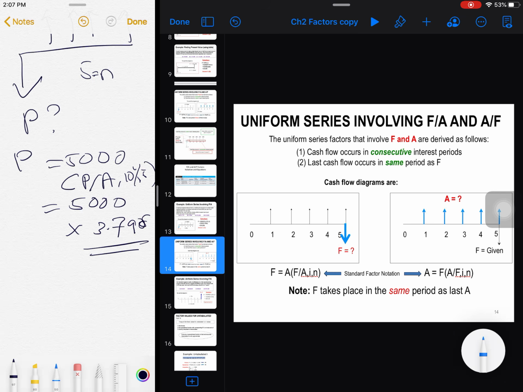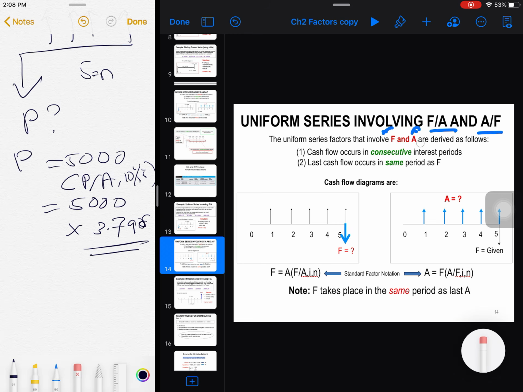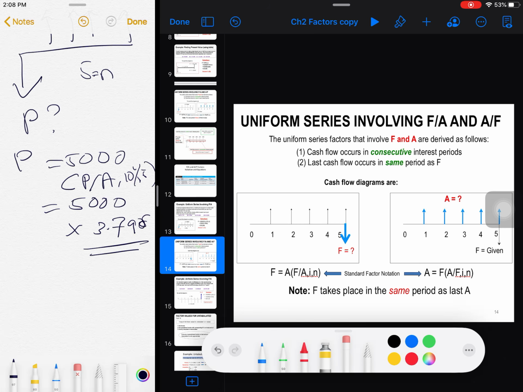Now we should move on to uniform series involving F over A and A over F. So what is F and A? F is future value, A is series. So how do you use this? The cash flow occurs in consecutive interest periods. It has to be consecutive. And the last cash flow occurs in the same period as F.